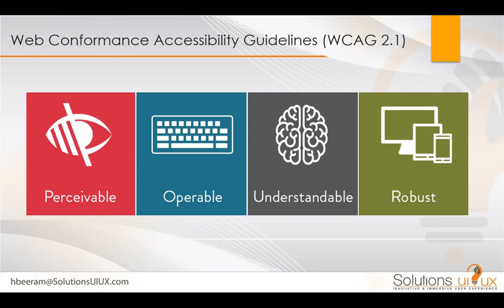And then it has to be operable. So that means if people have cerebral palsy or Parkinson's or whatever, they cannot use the mouse, and they can use the keyboard, then it should still be operable with the keyboard.